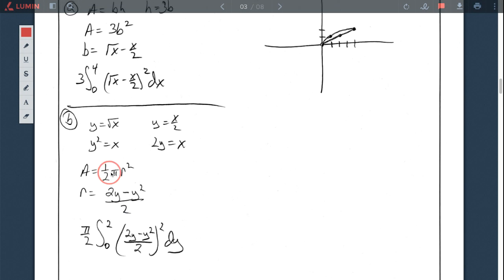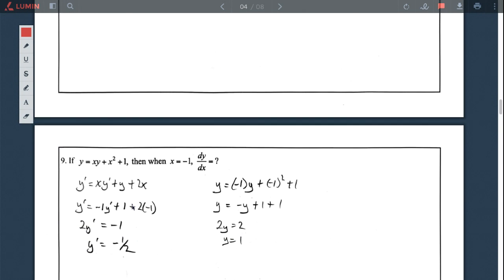So then I take the 1/2 pi, put it out front. I take my r and square it. And then my limits, make sure my limits are y values this time, since everything's in terms of y. It went from 0 to 2. And I have completed that problem.